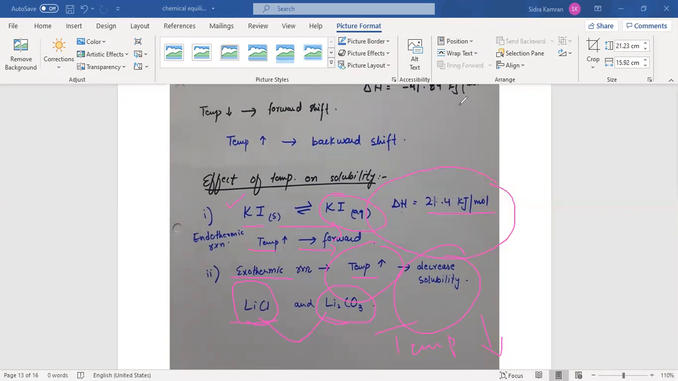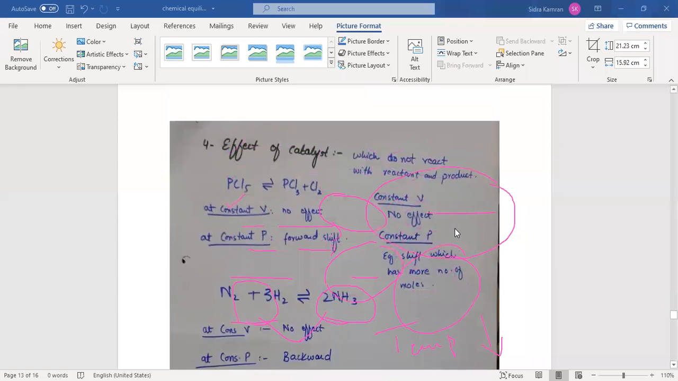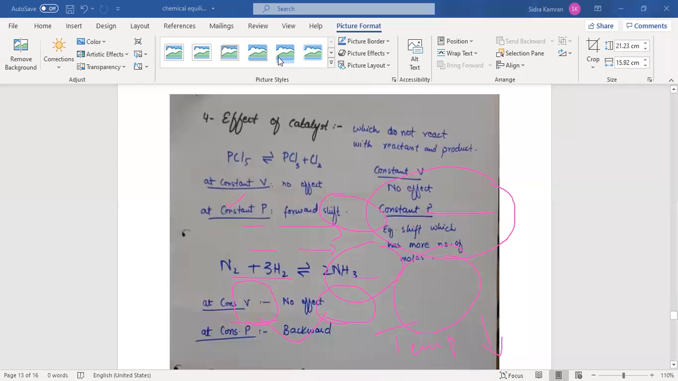The equilibrium shift of these reactions will be affected. Next and the last thing is the effect of catalyst. How does a catalyst affect the equilibrium constant?